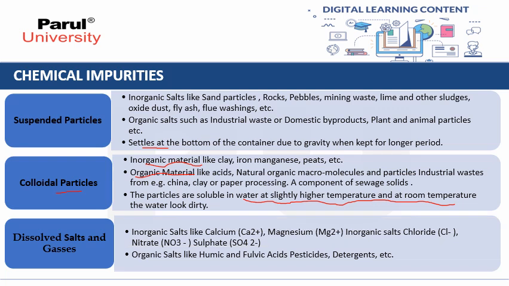The dissolved salts and gases are the inorganic salts like calcium, magnesium, and inorganic salts of chloride, nitrate, and sulfate. The organic compounds are also dissolved in the form of dissolved salts and gases, like humic acid and fulvic acid. Pesticides and detergents are present in water in the form of dissolved salts or gases.